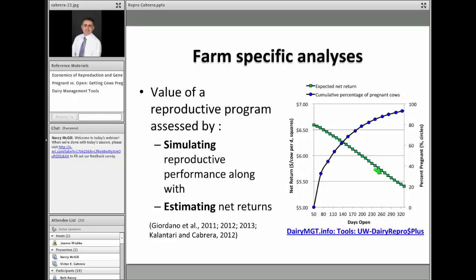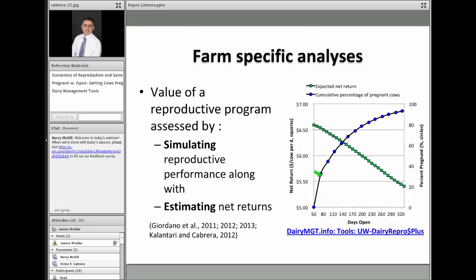However, if the cow is pregnant, let's say very late at 230 days in lactation, we will expect from that cow only, let's say, $5.80 per day. If we multiply those differences for all days in a year and for all the cows on the herd, that makes actually a large amount of money that will be because of the reproductive efficiency.